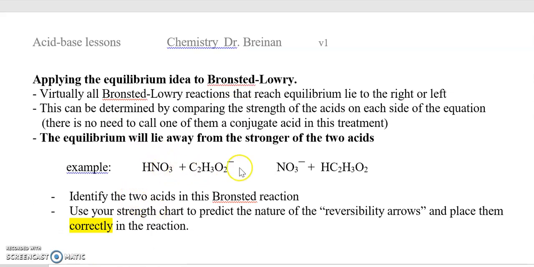So let's look at an example here. So we have set up a Bronsted Lowry reaction. I left out the arrow because you're going to put that in. So there's two things I need for you to do. First, identify the two acids in this Bronsted Lowry reaction. And now you're going to use your strength chart to predict the nature of the reversibility arrow. So I want you to put the proper type of arrow in here as we had learned on the previous page.